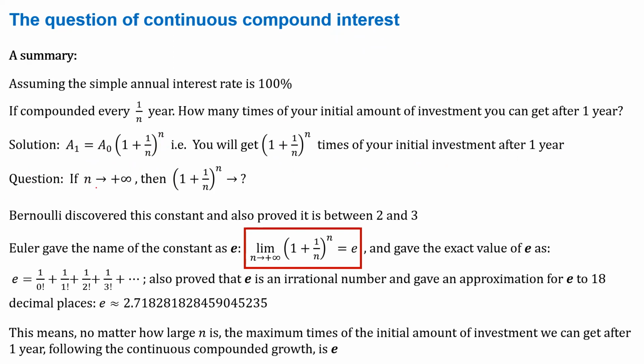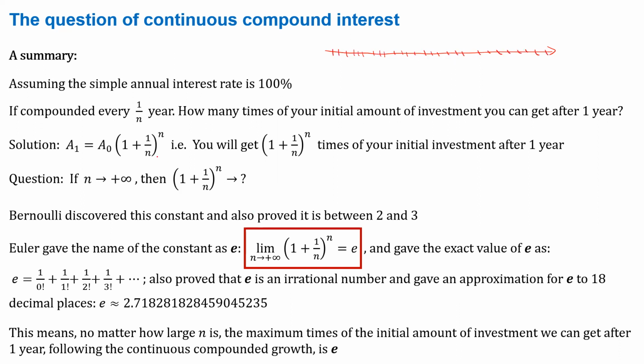If n approaches positive infinity, that means if it is compounded continuously along a year, the interval for the compound interest is very small, right? Suppose this is 1 year. So for example, the bank is crazy and it will compound the interest every 1 second or every 1/10 of a second. Then this year can be divided into many small intervals here, right?